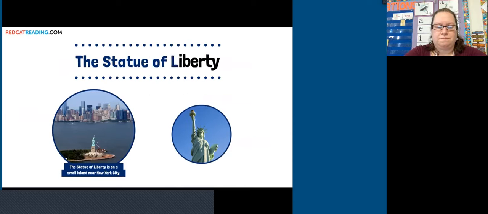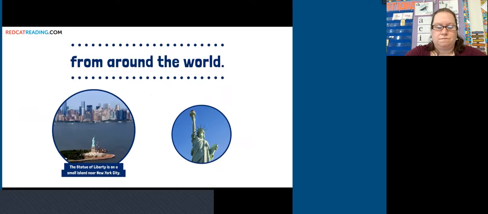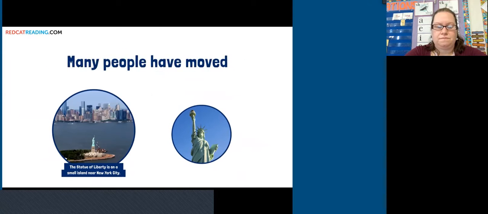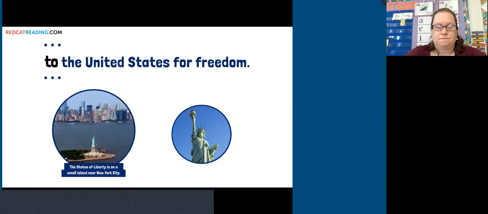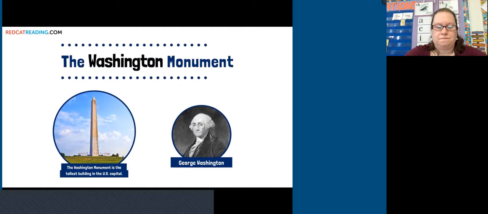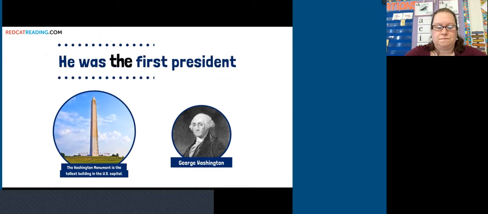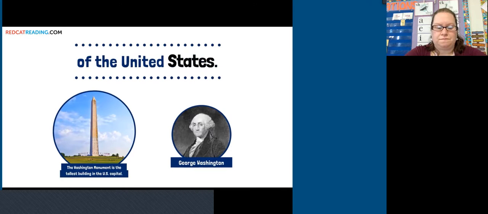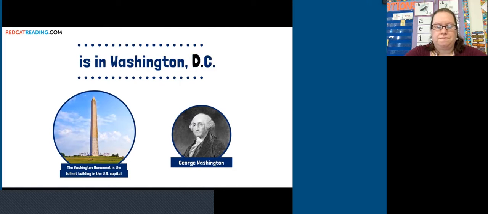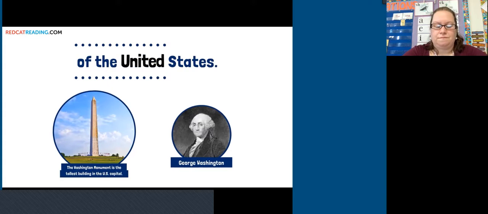The Statue of Liberty welcomes people to the United States from around the world. The word liberty means freedom. Many people have moved to the United States for freedom. The Washington Monument honors George Washington. He was the first president of the United States. The Washington Monument is in Washington, D.C. This city is the capital of the United States.